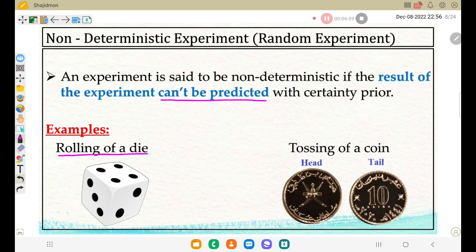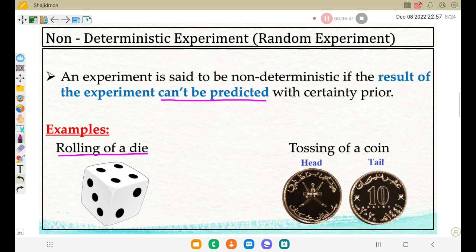One die, we have 6 faces, correct? What are the numbers mentioned on the 6 faces? Number 1 dot will be there, 2 dots, 3, 4, 5, 6, correct? 6 options will be there. So if you are rolling a die, when we are playing, we don't know which face will come on the top. Which outcome we will get, we cannot predict that, correct? From 1 to 6, any number can come. So the outcome cannot be predicted with certainty prior to that experiment, correct?